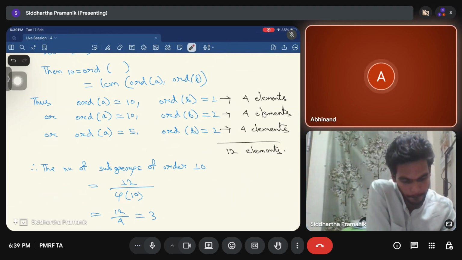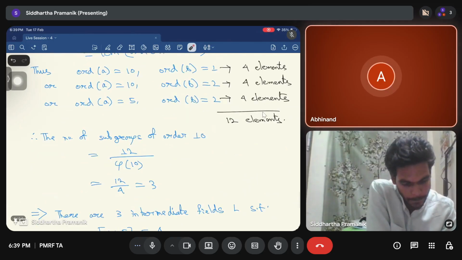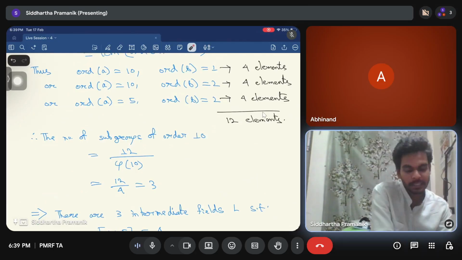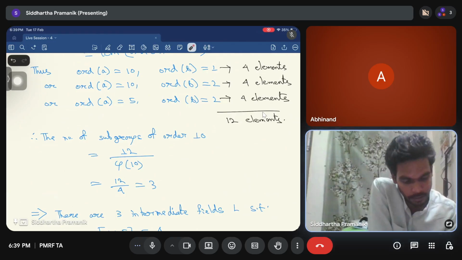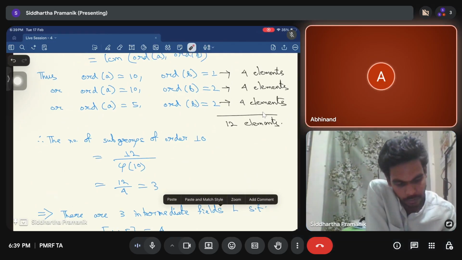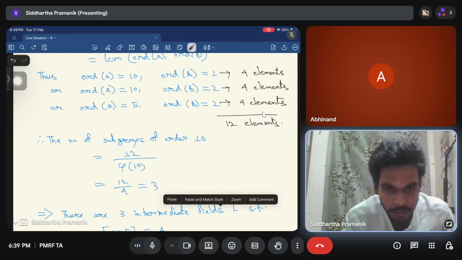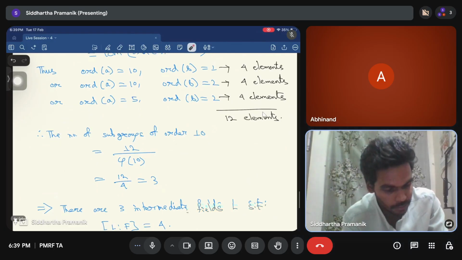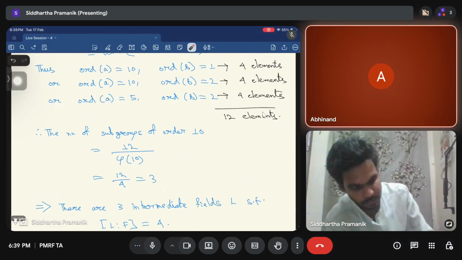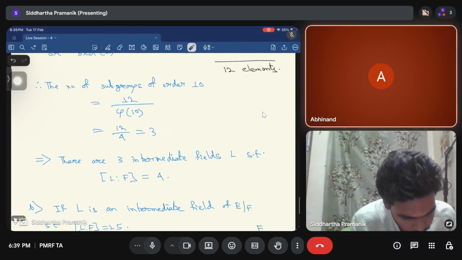Okay, sir. But what if two of these elements give the same subgroup? No, in a subgroup the generators have to be distinct, right? So these order 10 elements are the generators, and there can be exactly 4 generators. Okay, sir. Thank you, sir.